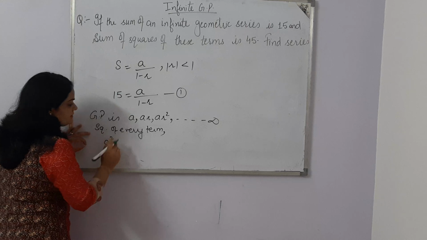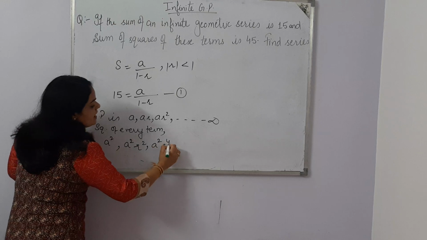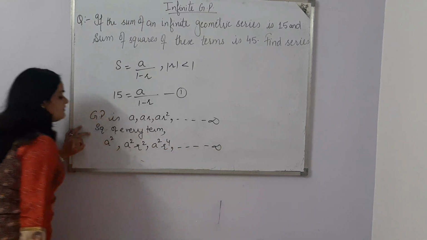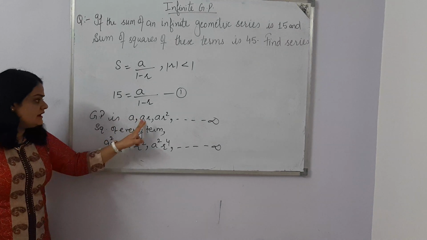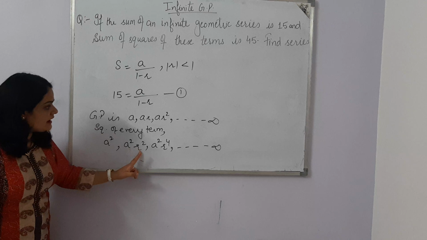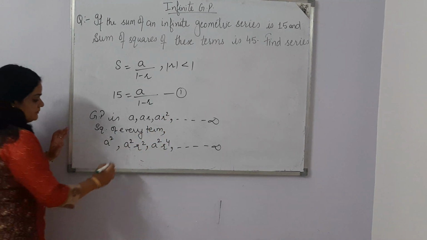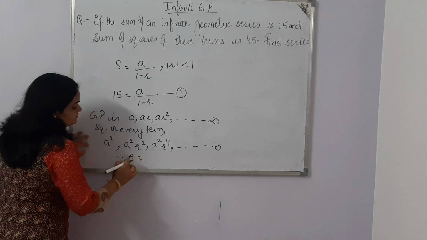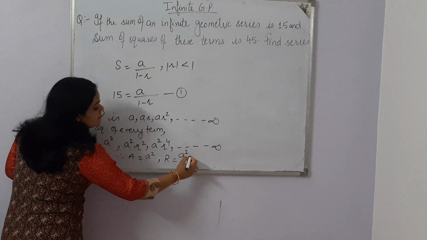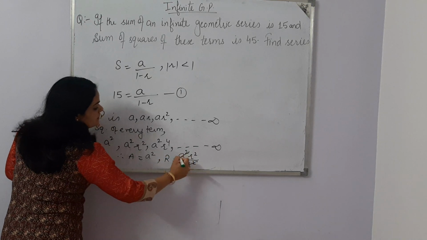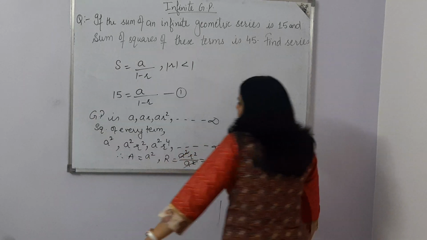What is this? It is a square, then a square r square, next is a square r raised to power 4, so on up to infinity. Now the sequence: a's power 2 is a square, ar's whole power 2 is a square r square, ar square's whole power 2 is a square r raised to power 4. Now the first term is a square, and what is the common ratio here? a square r square upon a square, it is r square.